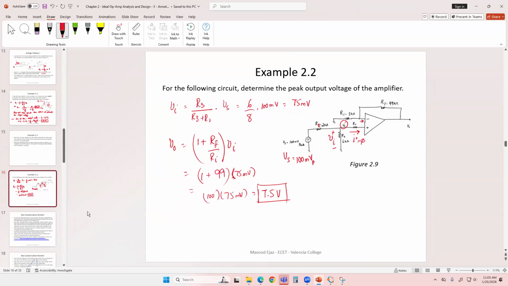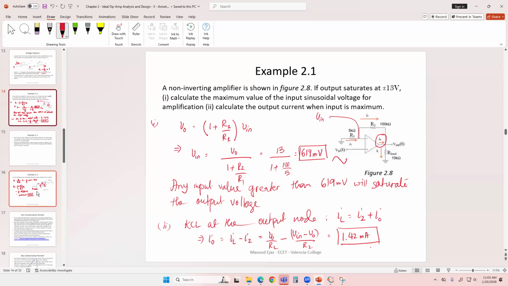Okay, guys, any questions about the two examples that we did? This one and this one. Yes.